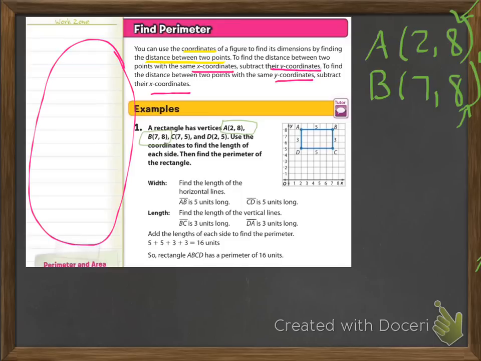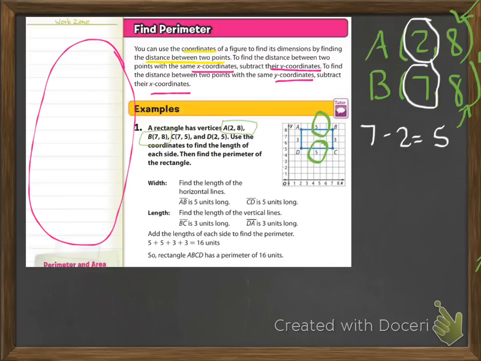Now we can find the difference between this 7 and this 2 because we know the 8s are the same. So 7 minus 2 is going to give you 5. So we know that the side length right here in green is 5, because we compared (2, 8) and (7, 8). Since the 8s were the same, the 2 and the 7, you can find the difference.